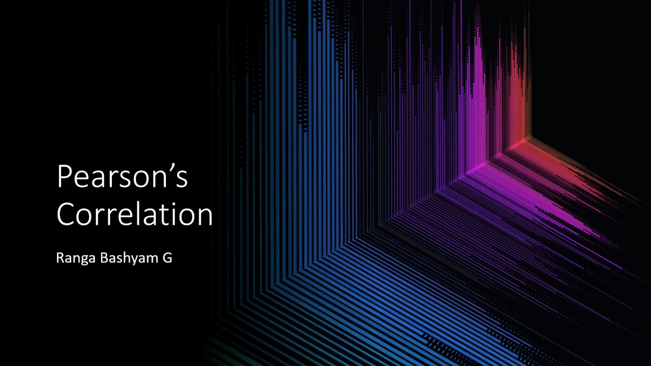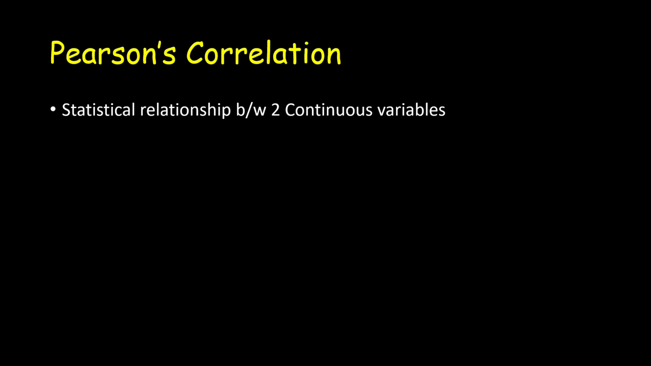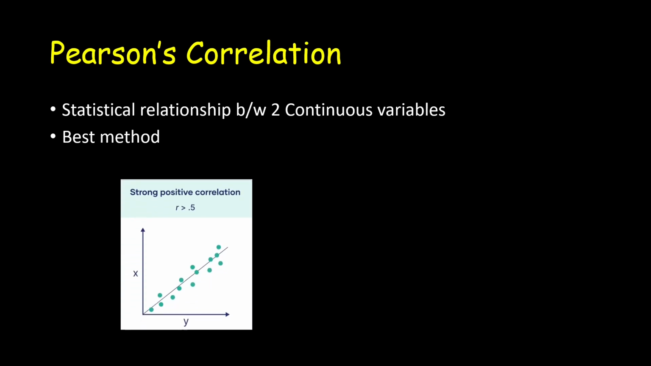I'm here to explain Pearson's correlation. Pearson's correlation is the most significant concept in statistical study. It is the relationship between two continuous variables, and this is the best method. It is a statistical test that measures the relationship or association between two continuous variables. It gives information about the correlation as well as the direction of the relationship.